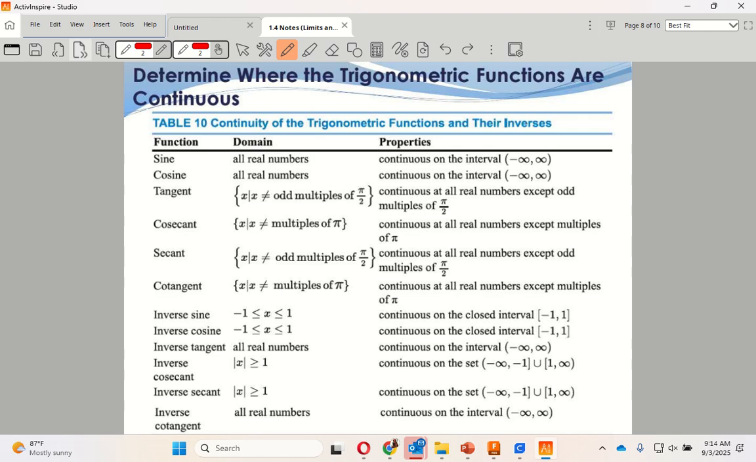So it's going to be at pi over 2. At pi over 2, what is the coordinate? So think about it in your mind. What's your coordinate at pi over 2? It's going to be 0 for your cosine. So yes, right there at pi over 2, that is going to be undefined.